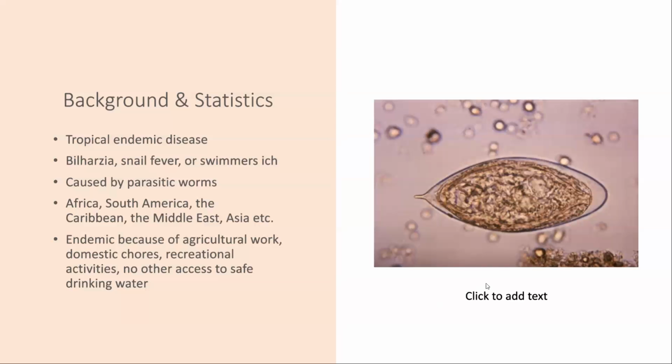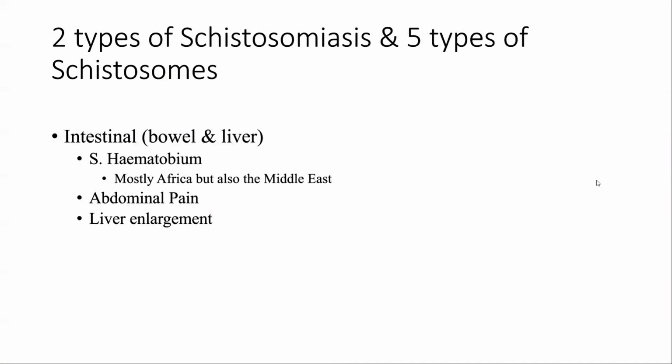What we have right here is basically what a schistosome is going to look like. This is what the egg is going to look like when it's traveling. There are two different types of schistosomiasis. The first one is the intestinal, which is in the bowel and liver. And there are also 5 types of schistosomes. The schistosome is just the type of snails that these eggs are using as a host.